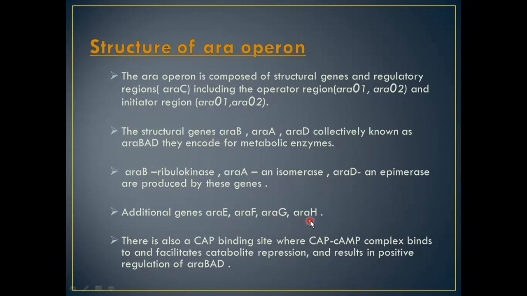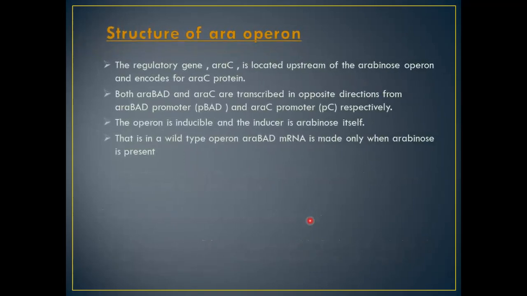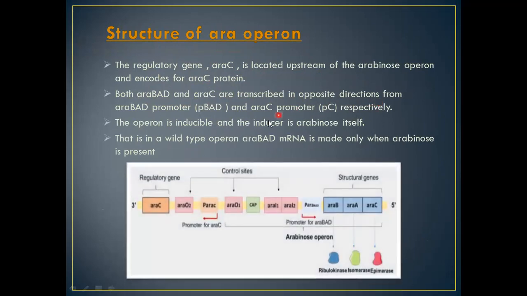There is also a CAP binding site where the cAMP-CAP complex binds to facilitate catabolite repression and results in positive gene regulation of ara-BAD. The regulatory gene ara-C, that is the C protein, is located upstream of the arabinose operon and encodes the ara-C protein. Both ara-BAD and ara-C are transcribed in opposite directions from the ara-BAD promoter and the ara-C promoter respectively.